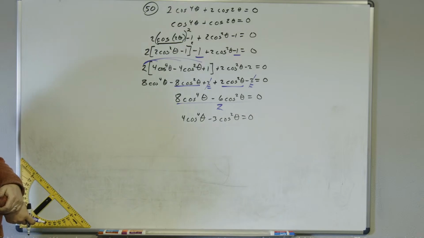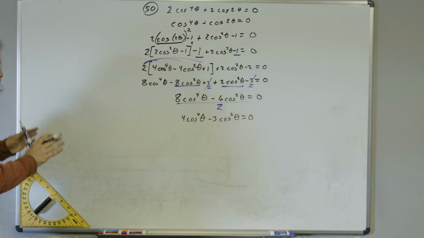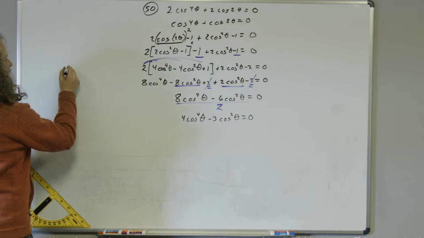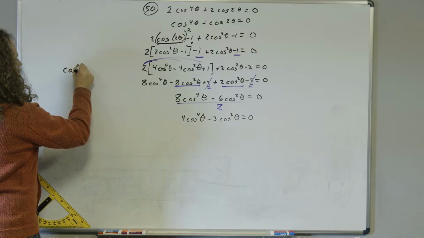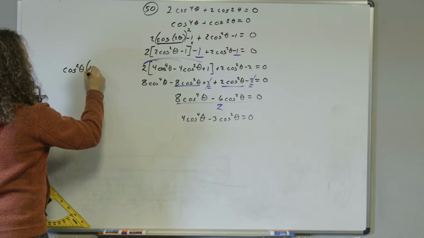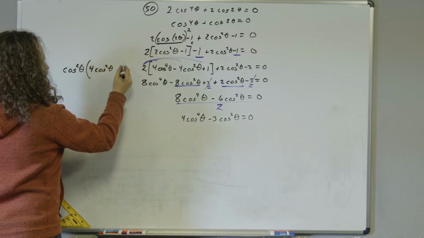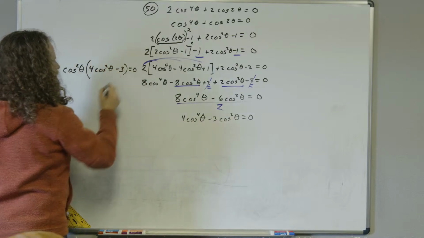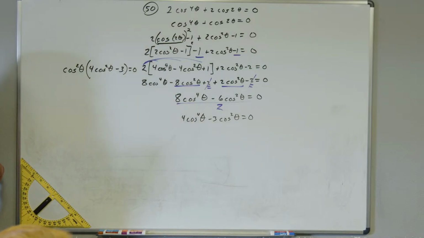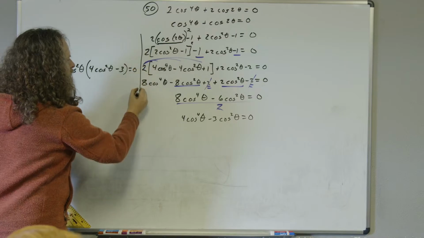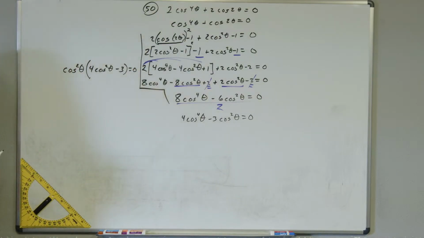Now what? Now we have it to the 4th, which is kind of funky. It is kind of funky, but less scary than it appears because we could do this. Cosine squared theta times 4 cosine squared theta minus 3 equals 0, right? We could just factor out a cosine squared theta. Right? You follow? Can't read your face today. I think you're tired. Okay, now what?